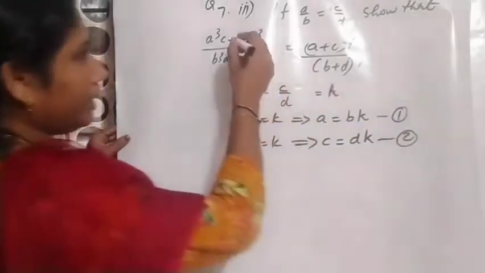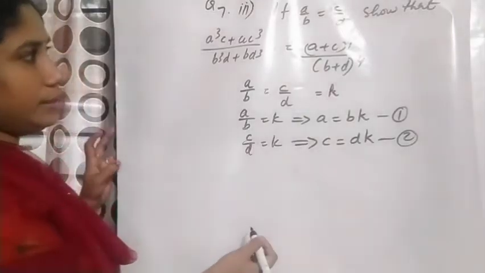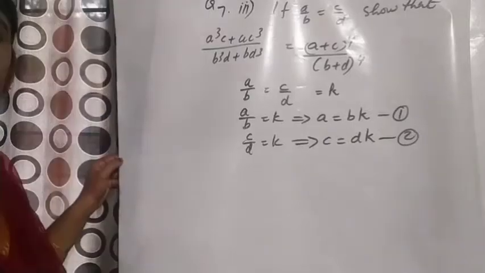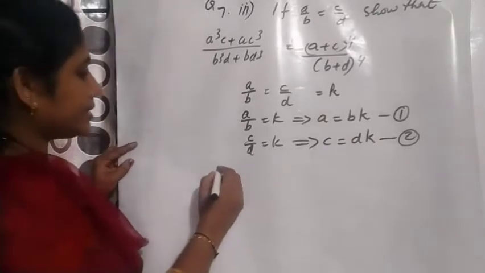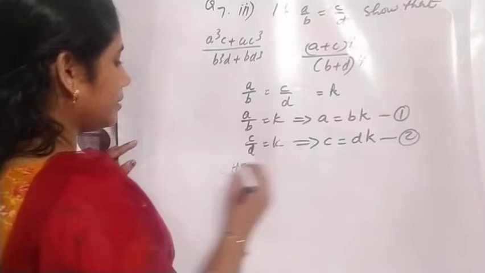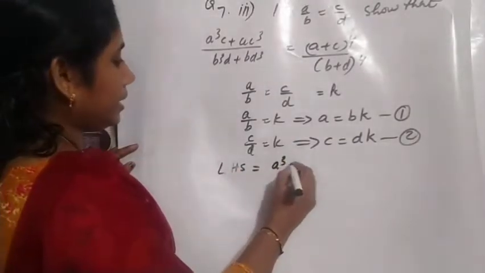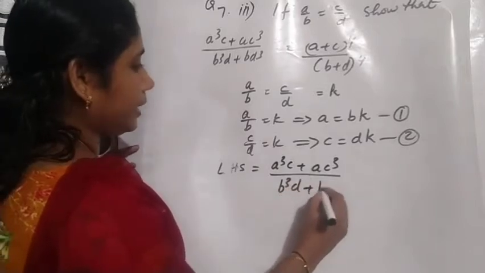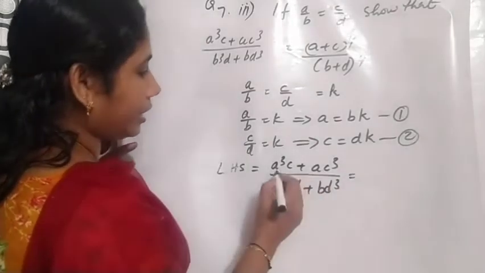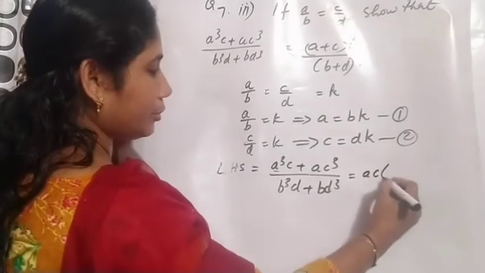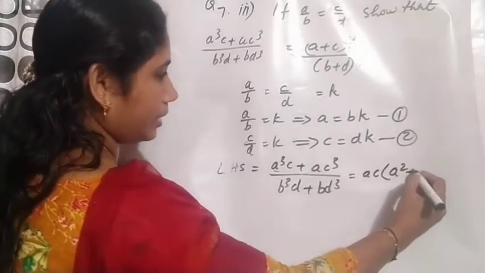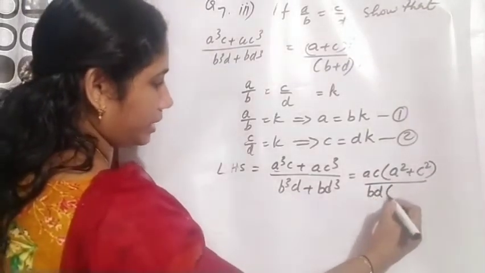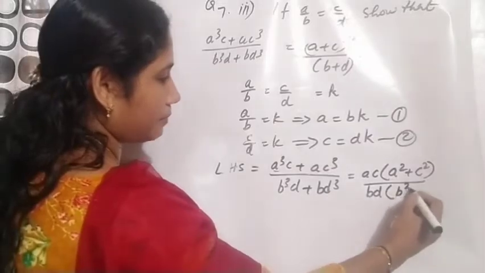Substitute these values in the LHS and RHS to get the same answer, and that's why we can solve this problem. Okay. Let us substitute the values in LHS. LHS is (A cube C plus AC cube) divided by (B cube D plus BD cube). Here you can see AC is common for the numerator. So AC into (A square plus C square) divided by, here BD is common for the denominator. So remaining is B square plus D square.